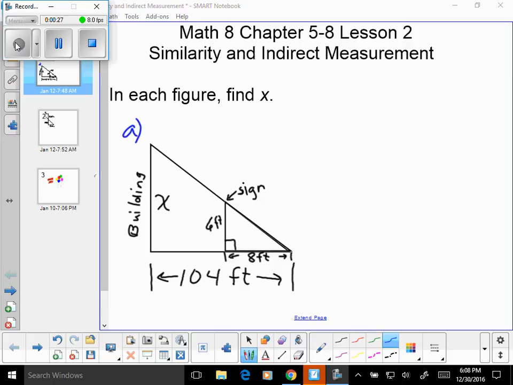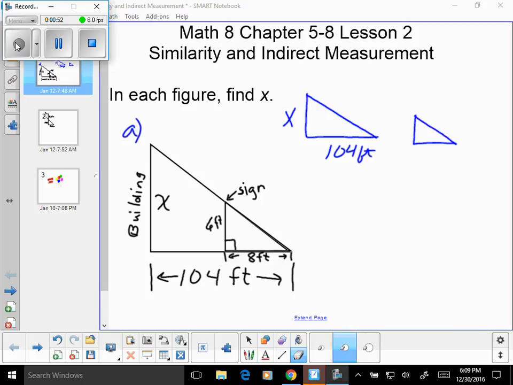I always recommend that students actually split it out and draw 2 different triangles. The building is going to be X and its shadow is 104 feet. And then the smaller, probably a 6-foot tall person, it's going to be compared to it, for example, 6 feet, and the shadow there is only 8 feet. And if you recall, those are right triangles.